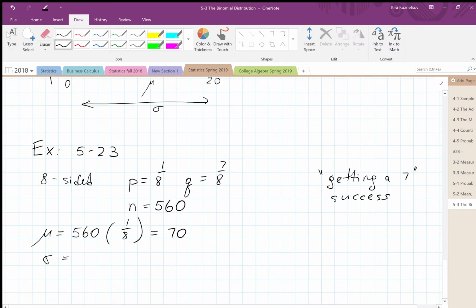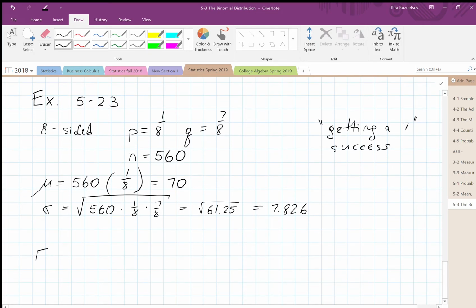In order to find a standard deviation, you're going to take a square root of n times p times q. So carefully put this into your calculator. You'll end up taking a square root of 61.25, which is approximately 7.826. So if you know the formula, finding the measure of central tendency and the spread is actually fairly easy.